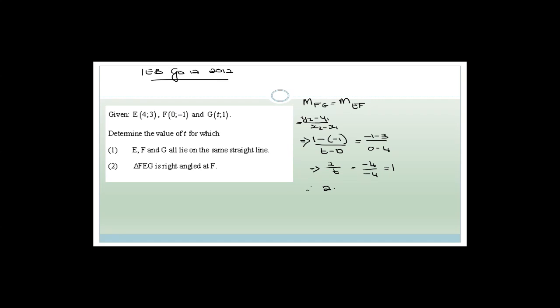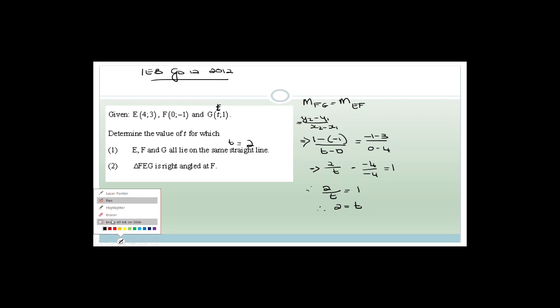Therefore, do you agree you got 2 over T is equal to 1? Therefore, 2 is equal to T. There you go. So therefore, the answer for this one is T is equal to 2. Okay, now they say their one triangle FEG is right angled at F.